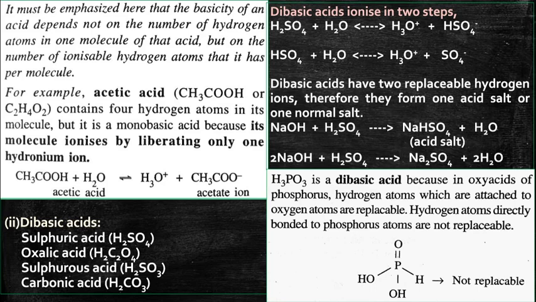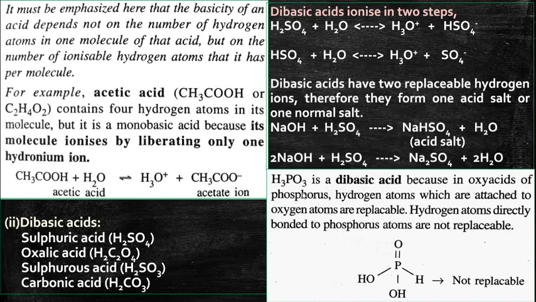These dibasic acids have two replaceable hydrogen ions, and they form one acid salt and one normal salt. A normal salt is neutral, whereas an acid salt means the acidic nature will be more. In the first case, it produces the acid salt NaHSO4, and Na2SO4 is a normal salt, since it occurs in two steps. But another example we will now see is H3PO3. This H3PO3 acid is a dibasic acid.